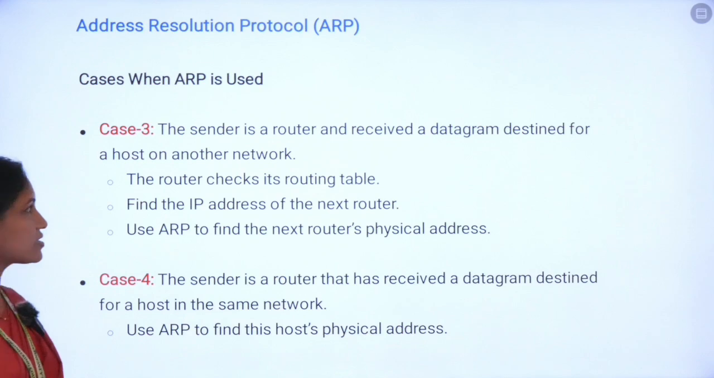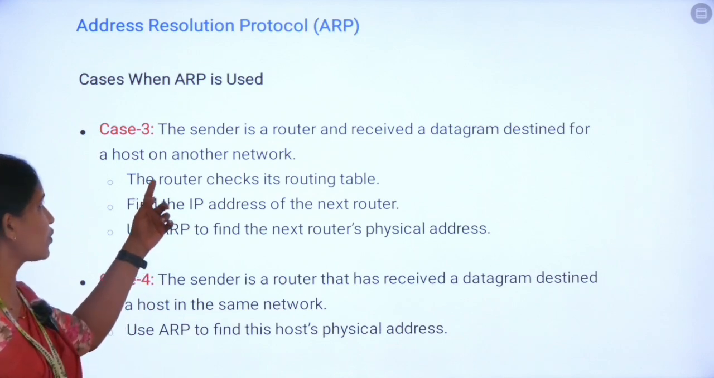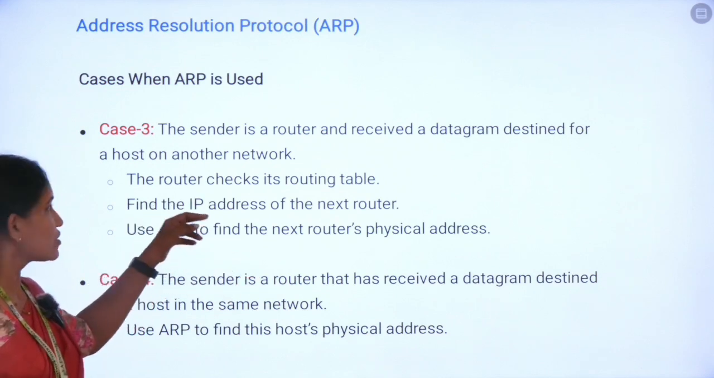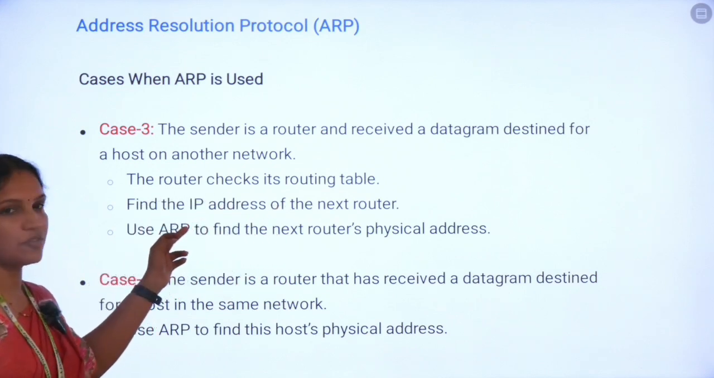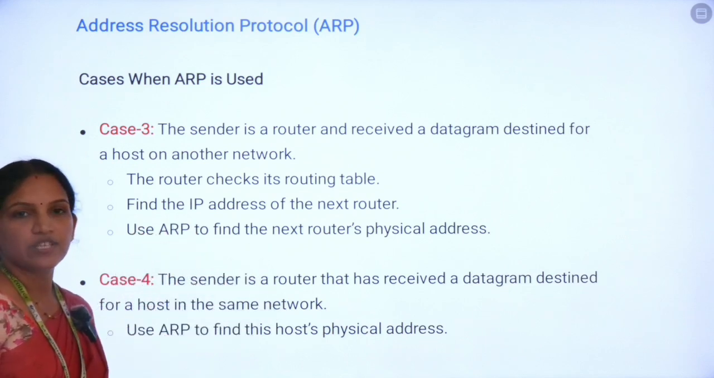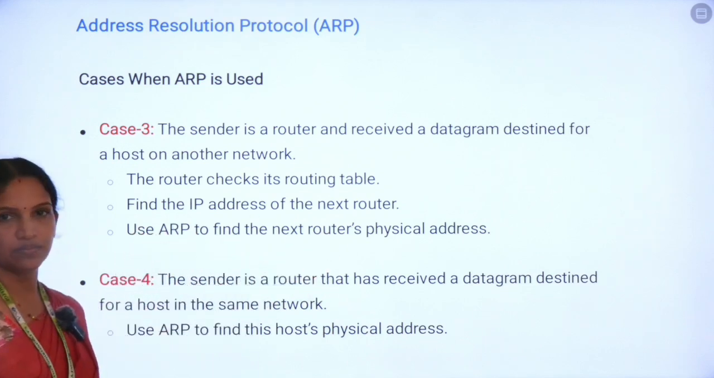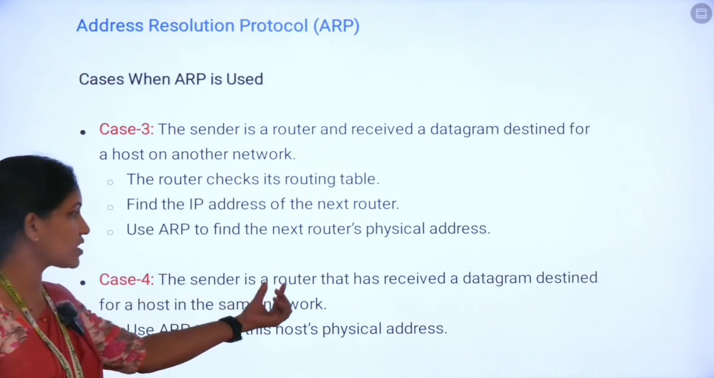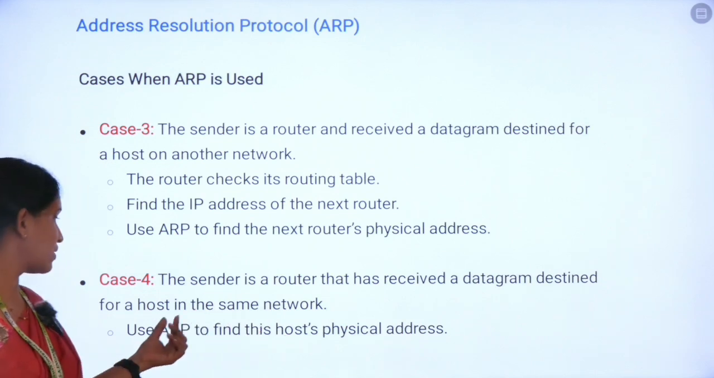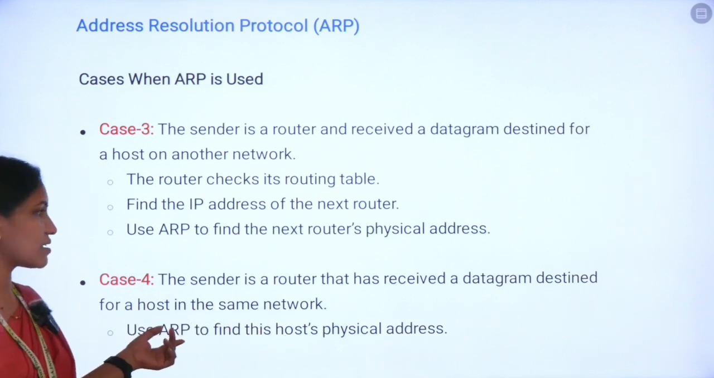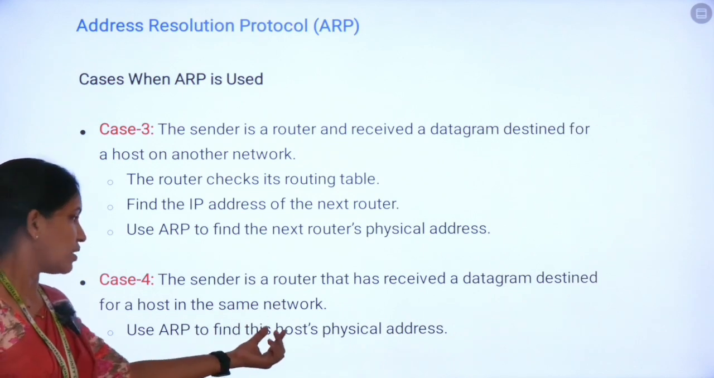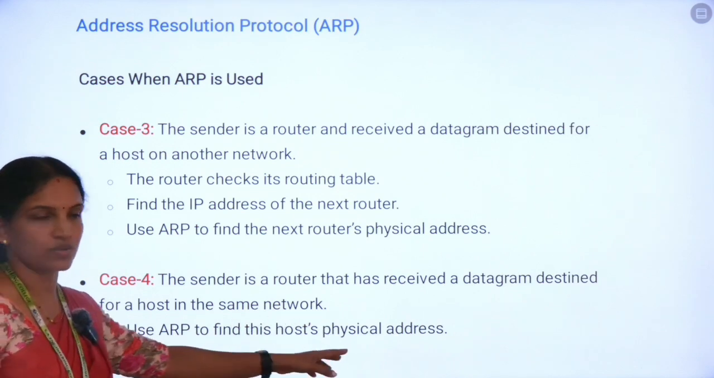Another case is the sender is a router and received a datagram destined for a host on another network. So here also there will be a router. The router will check the routing table for the routing information. Then it can use ARP to find the physical address of the next router. Another case is the sender is a router that has received a datagram destined for a host in the same network. So here both the sender and receiver are in the same network. So the sender can use ARP to resolve the physical address of the host.